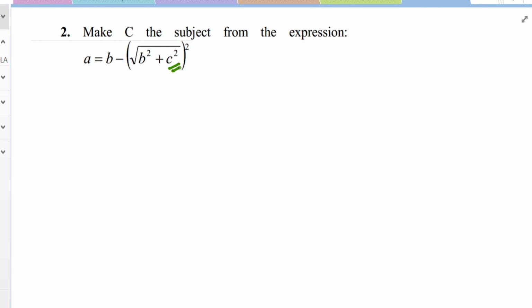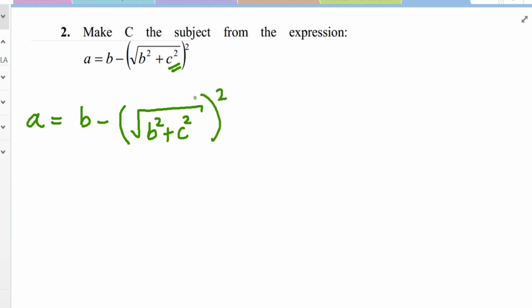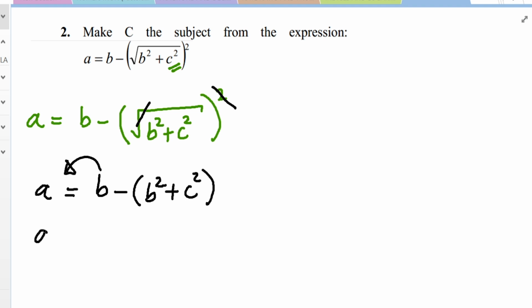And finally, make c the subject of the formula in this expression. So we have c here, we want to make it the subject of the formula. So a is going to be equal to b minus the square root of b squared plus c squared, and this is all squared. We know that the square root sign and that square will always cancel out. So we have our value of a as b minus b squared plus c squared. Taking the b that side, this becomes a minus b is equal to minus b squared plus c squared.